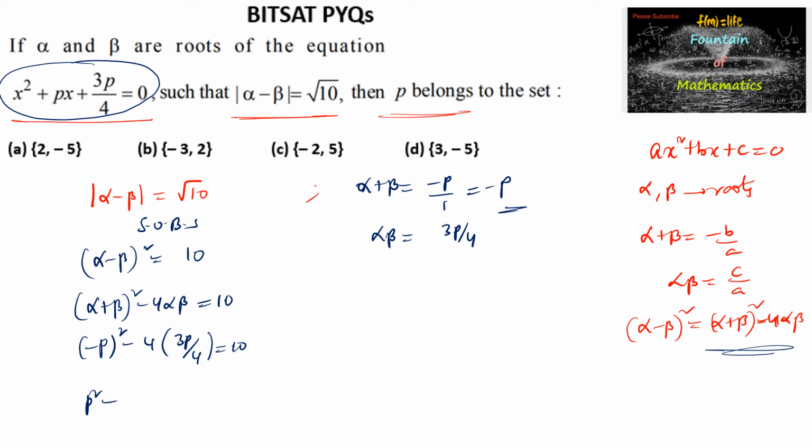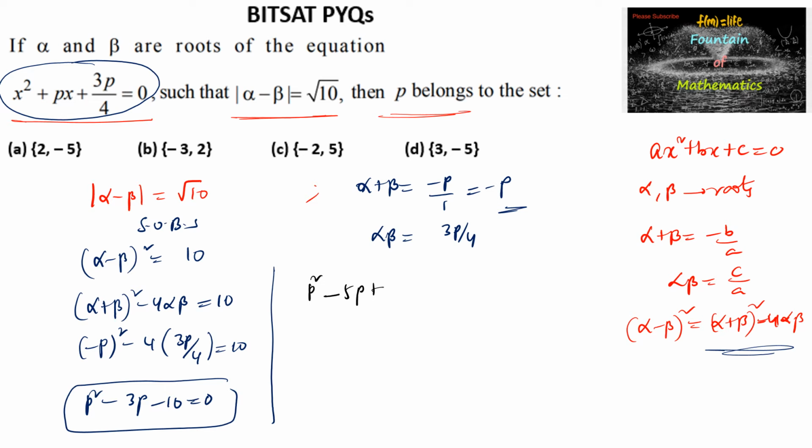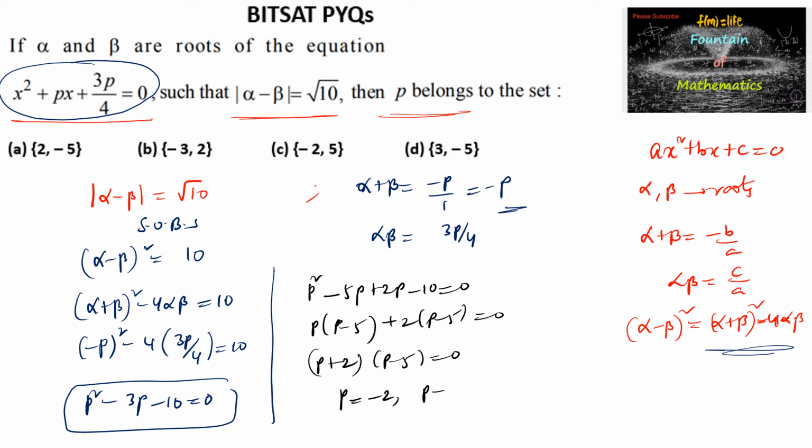So we can write p square minus 3p, the 4 upon 4 gets cancelled, so p square minus 3p minus 10 is equal to 0. So let us simplify this quadratic equation. We can write this as p square minus 5p plus 2p minus 10 is equal to 0. So factorization: p into (p minus 5) plus 2 times (p minus 5) is equal to 0. So (p plus 2) into (p minus 5) is equal to 0. So p value can be negative 2 or p value can be 5. Therefore p belongs to the set minus 2 comma 5, which is option C.